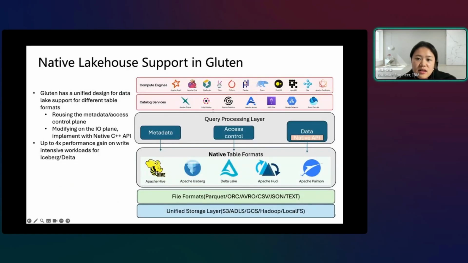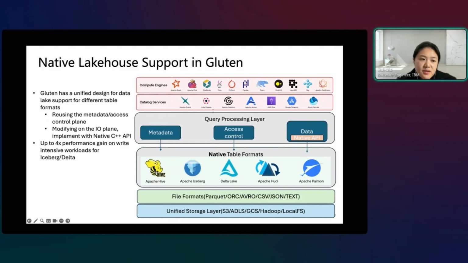This page introduces how Gluten provides native lakehouse support. Gluten uses a unified design to support different table formats in the data lake. The core idea is to reuse the metadata and access control plane while modifying only the I/O plane and implementing it with a native C++ API.